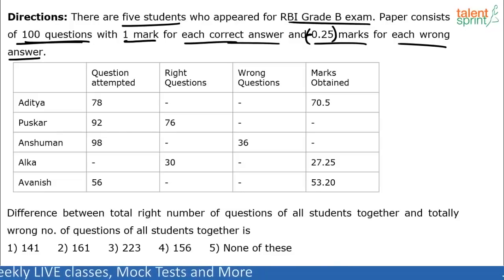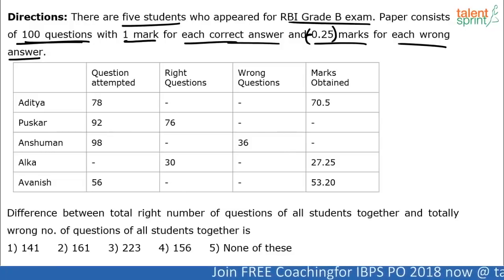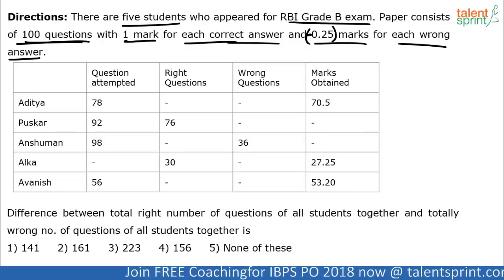The first question that you see here says: difference between total right number of questions of all students together and totally wrong number of questions of all students together. For this question to be solved, we need to know the number of right questions answered by each student and the number of wrong questions answered by each student. Only then can we take the difference of these 2 totals. So even for the first question to be answered, we have to fill the data. Let's fill the table first, and after that we will look at answering the questions.